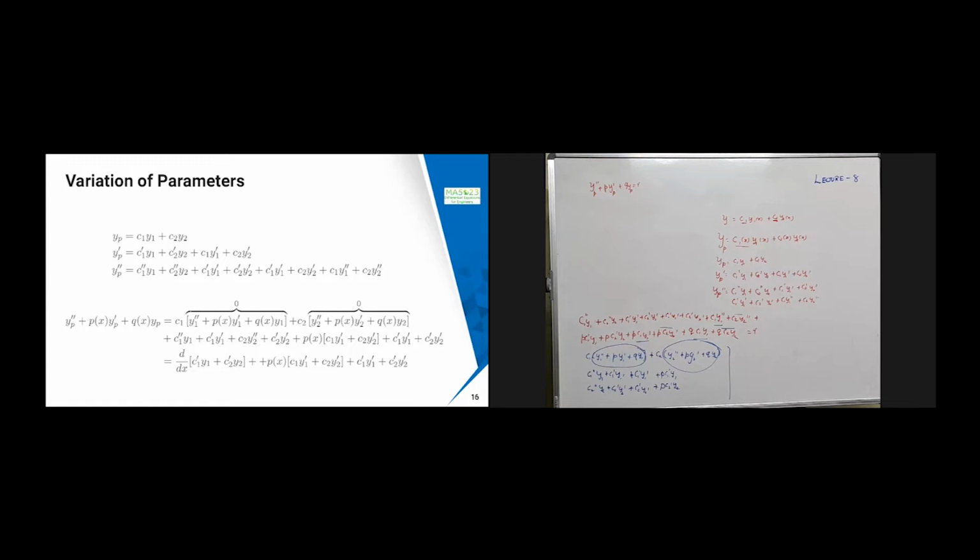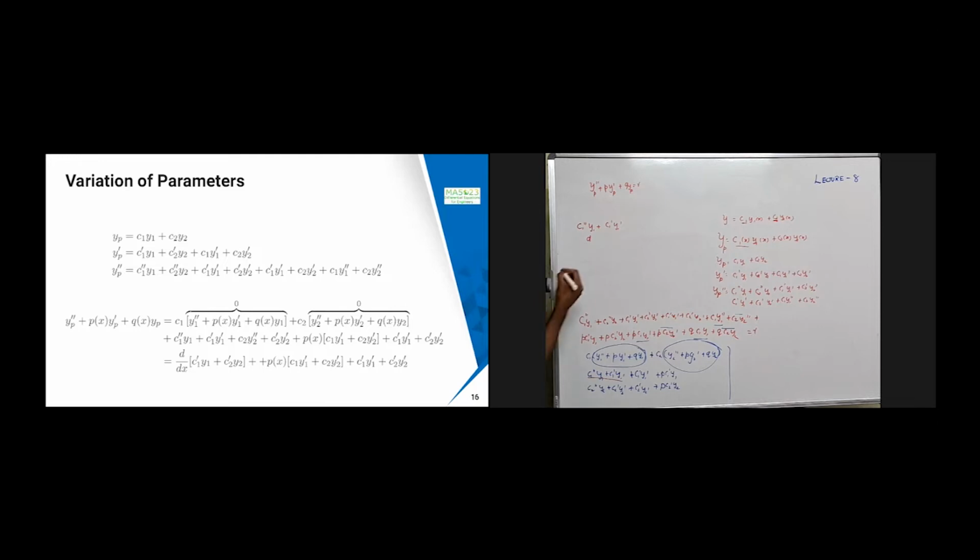Now here p is common, so I can take the p out. Then I'm going to write, for example, this term: y1 plus c1' y1'. Now if I do this one, what I'm going to do is that I'm going to write.